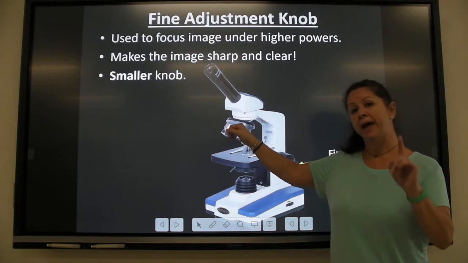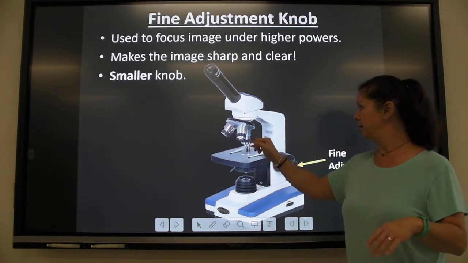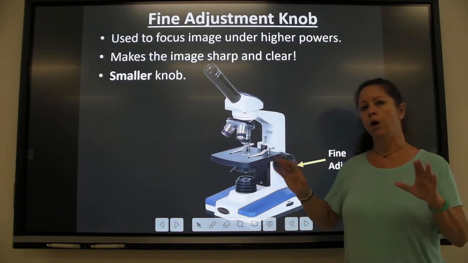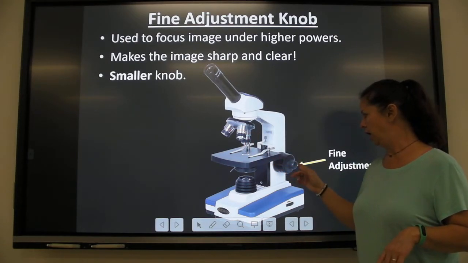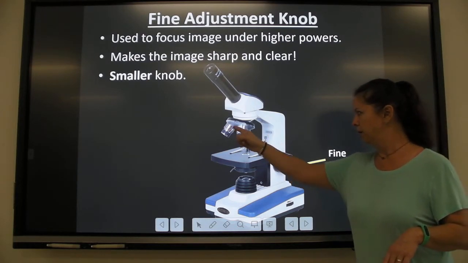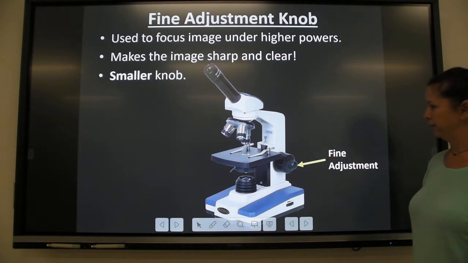Once you move away from that low power objective, the small one, to medium or high power, either of the bigger lenses, you always use the little knob. So little knob, big lenses, big knob, little lens, always. But that's going to let you get it into a nice clear focus.